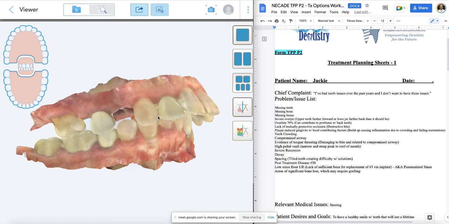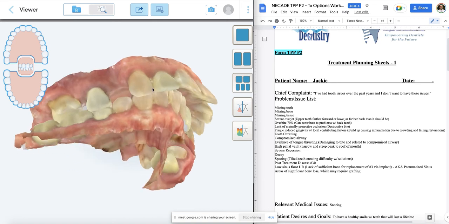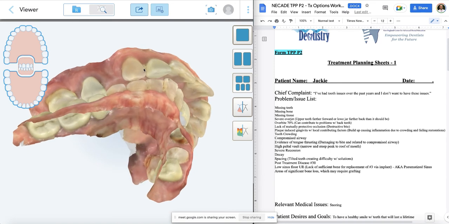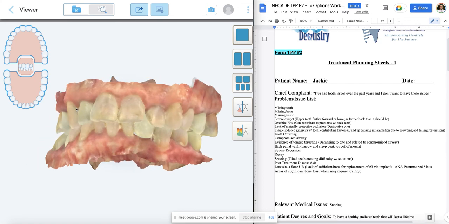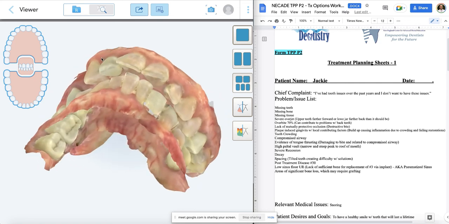Obviously, occlusion is a loaded conversation, but it's important to understand here that this patient has lost mutually protected occlusion, or maybe never had it, which might be why we see more loss of posterior teeth than we do problems with the anterior teeth.